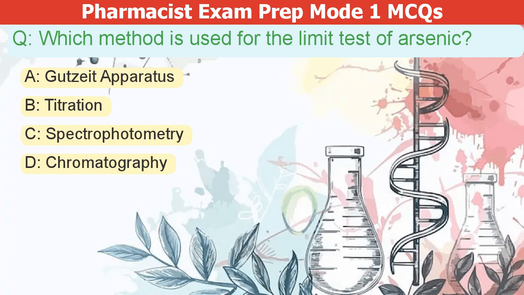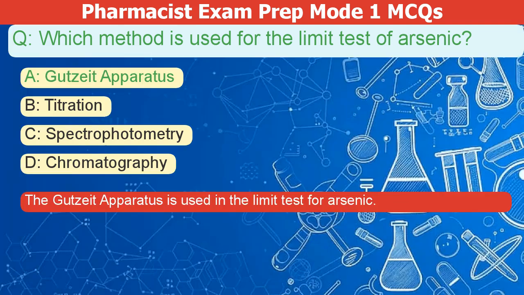Which method is used for the limit test of arsenic? A. Gutzeit apparatus. B. Titration. C. Spectrophotometry. D. Chromatography. The correct answer is A. The Gutzeit apparatus is used in the limit test for arsenic.